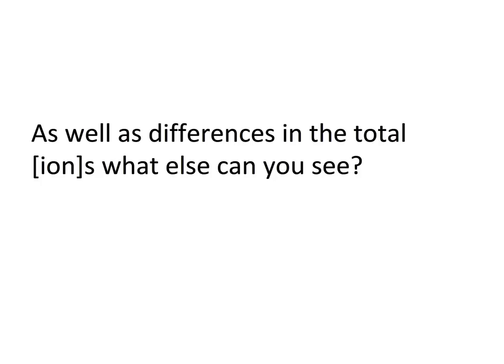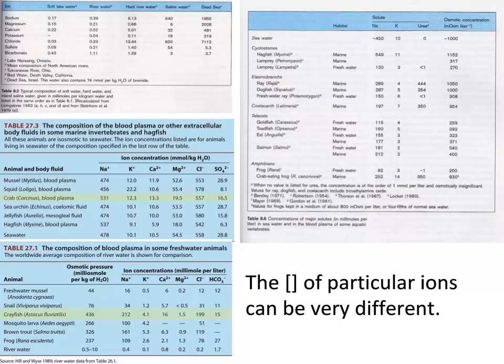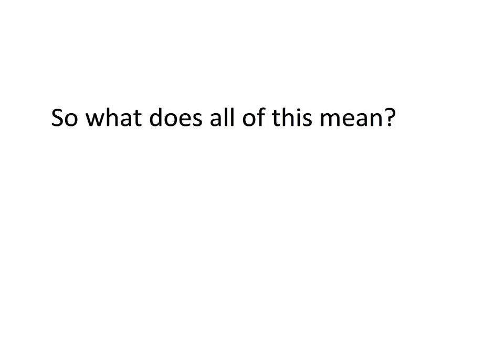Okay, as well as differences in the total concentrations of ions, so hyper versus hypoosmotic, what else can you see? Well, if we look here, the total concentrations of the ions can be different, but also the individual concentration of a particular ion can be very different from internal versus outside. And if you think about it, this has to be obvious, because how do we know life exists? Because biological gradients exist. If there aren't gradients or differences that we can see, then everything's the same and everything's not alive. Alright, so what does all this mean? There can be different concentrations of ions, and for any particular ion there can be a different amount of it internal versus outside.